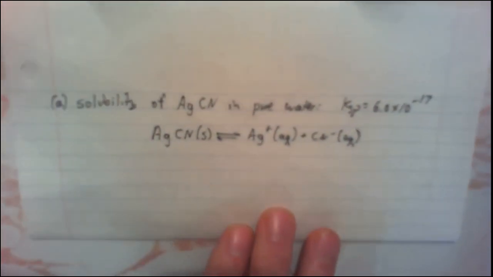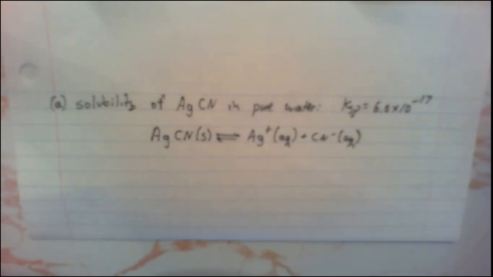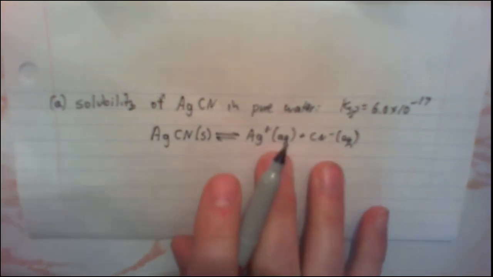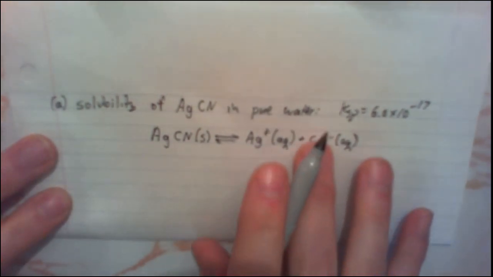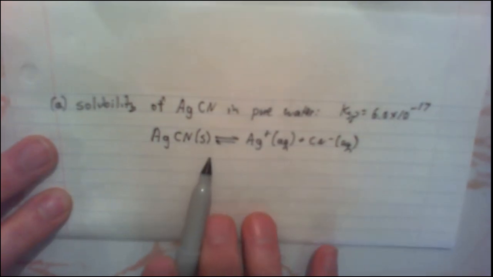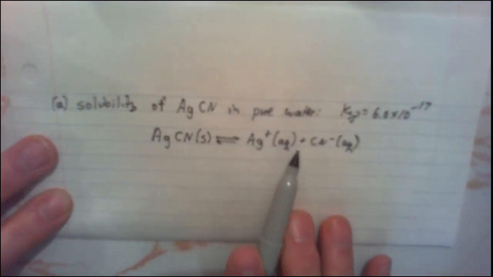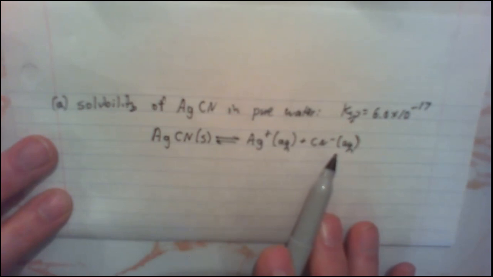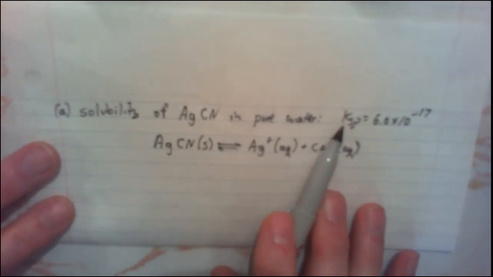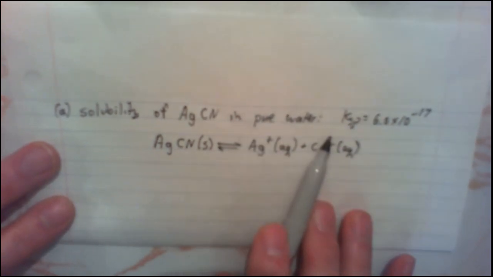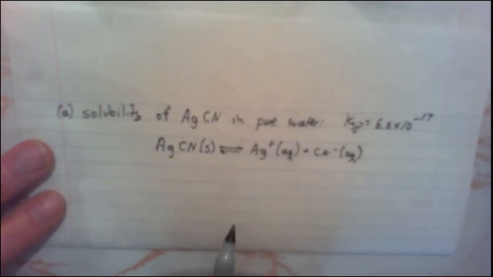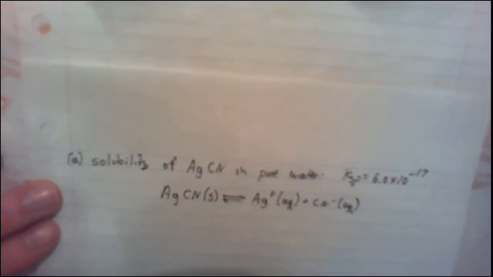So the molar solubility of silver cyanide in pure water is KSP value of 6 times 10 to the minus 17. This is our solubility equilibrium equation. And the KSP, as we talked about, describes to what extent this reaction occurs. So we can calculate the solubility, recall, using its equilibrium.